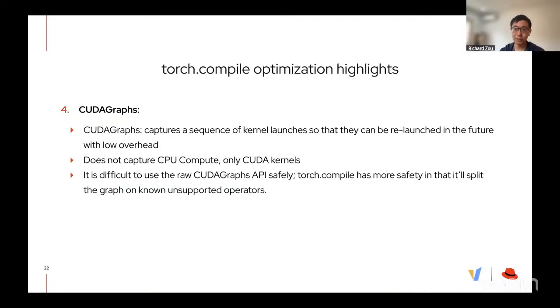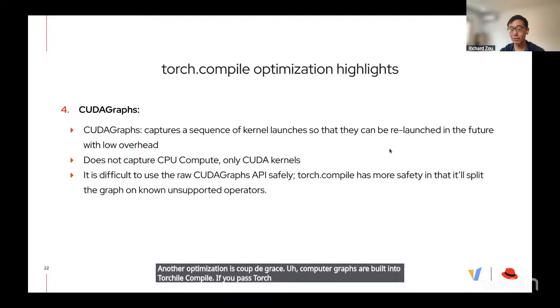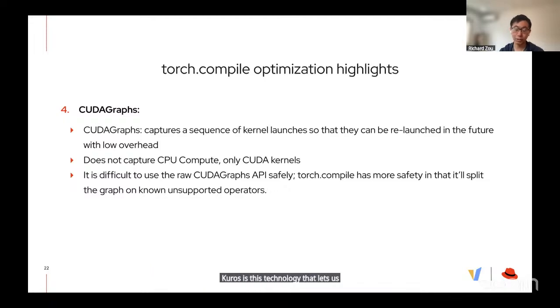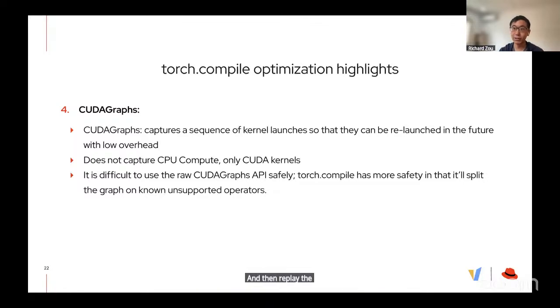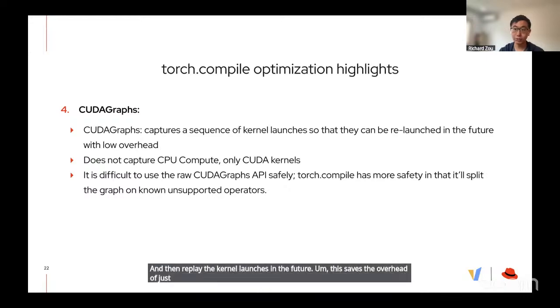Another optimization is CUDA graphs. CUDA graphs are built into torch.compile. If you pass max autotune to torch.compile, it will use CUDA graphs. CUDA graphs is this technology that lets us, on an NVIDIA GPU, record a sequence of kernel launches and then replay the kernel launches in the future. This saves the overhead of just launching the CUDA kernels, and it reduces the overhead there.